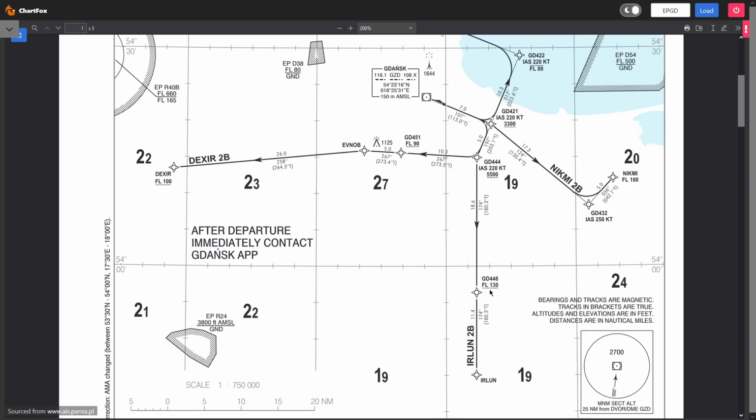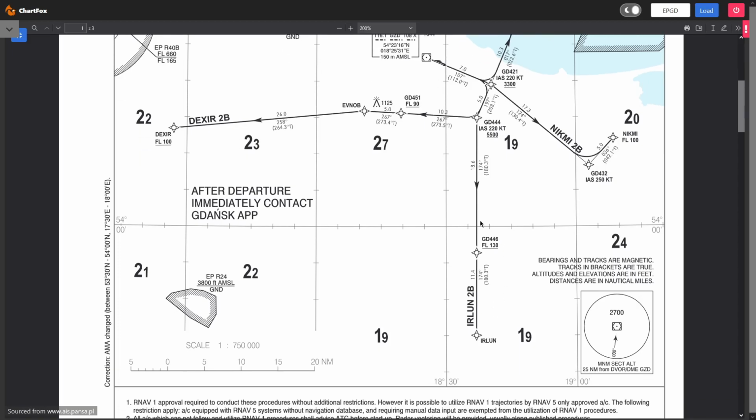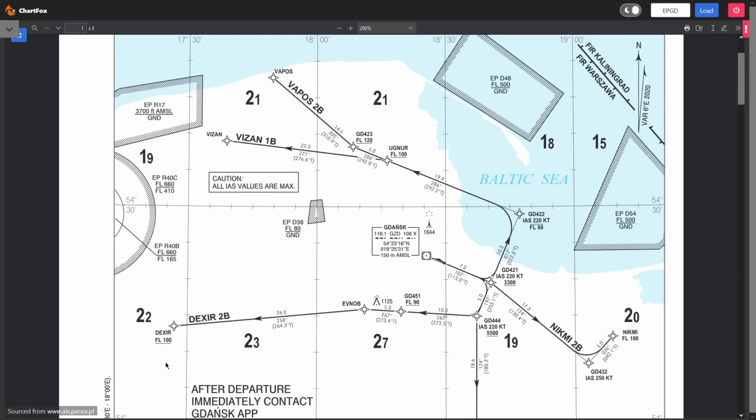The transition altitude in Gdańsk is 8,000 feet. And we have no speed restrictions here, and we have an airway which can be at any altitude you want. There are a few departures which will require you to have altitude restrictions. For example, Dexter 2 Bravo will go via Golf Delta 421, Golf Delta 444, Golf Delta 451, point Envelope, and Dexter, which will have flight level 100, and we have a flight level 90. So this means that you cannot really climb throughout all this line.